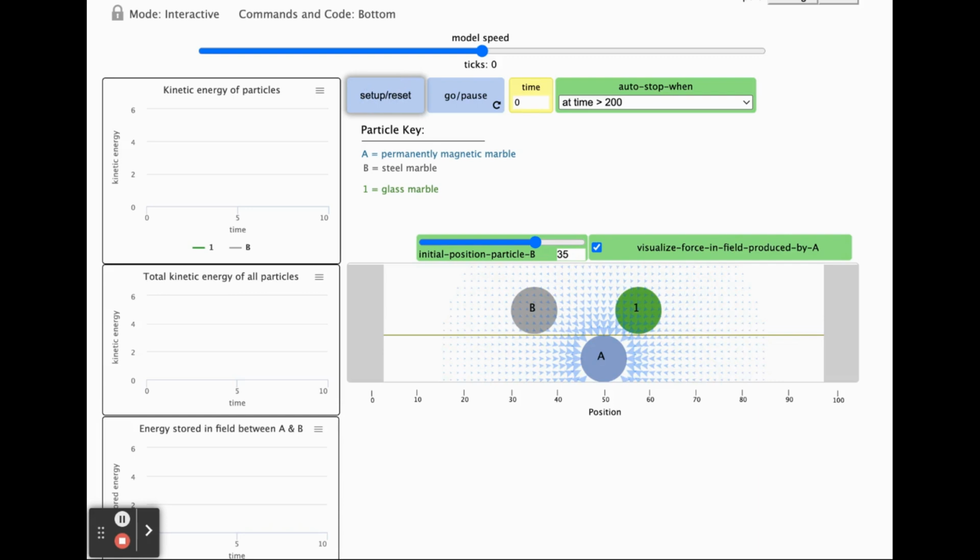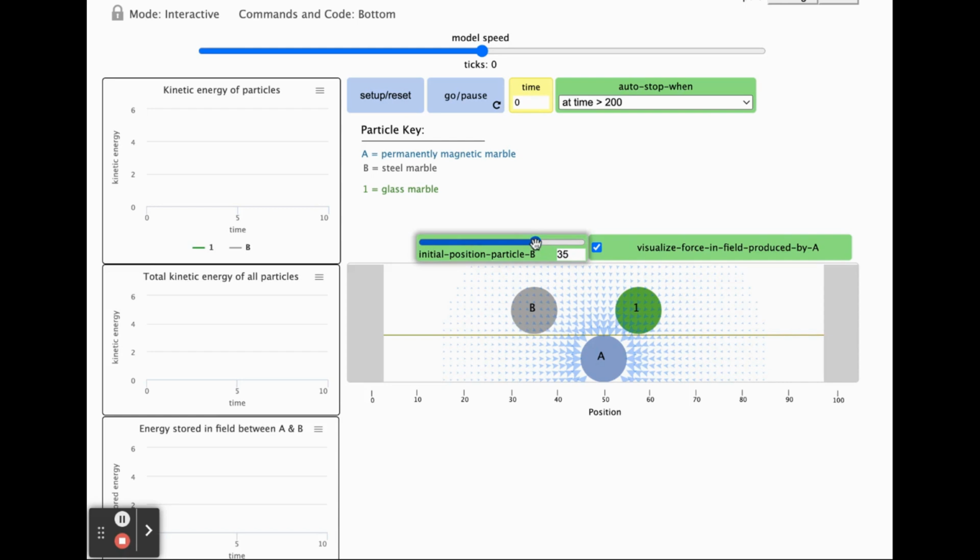When you do this, a series of arrows appear around particle A below the track. Remember that these arrows represent a way to visualize the forces in the magnetic field produced by particle A that would act on the steel marble B at those different points in space. Since particle B starts to the left of particle A, the forces acting on it right now are shown pointing to the right.